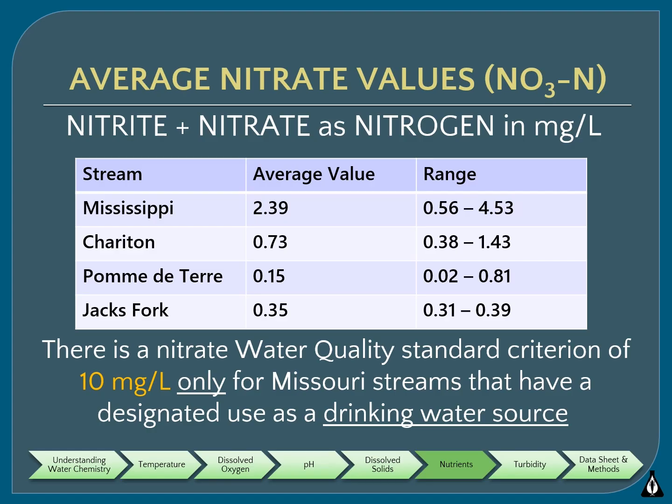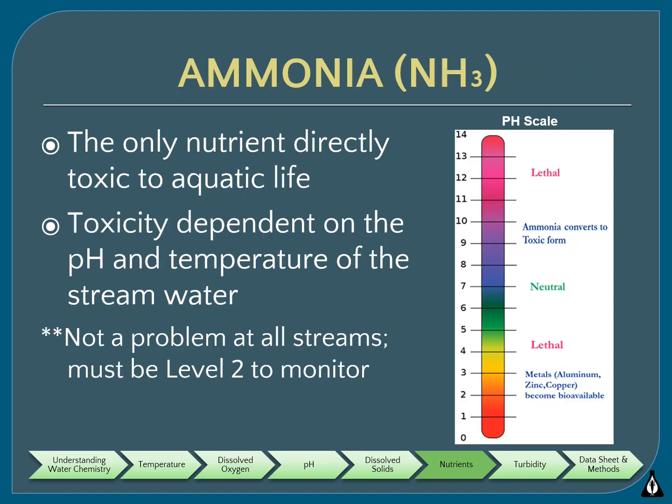Another form of nitrogen that you can find in streams is ammonia. It's the only nutrient that's directly toxic to aquatic life. Its toxicity is dependent on the pH and the temperature of the stream water. So as the pH increases, ammonia is going to convert into a toxic form. This generally isn't a problem for all streams, and we require that volunteers become level 2 trained before they monitor for ammonia.